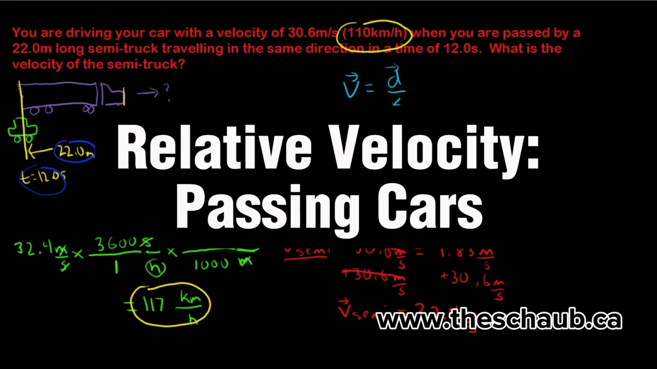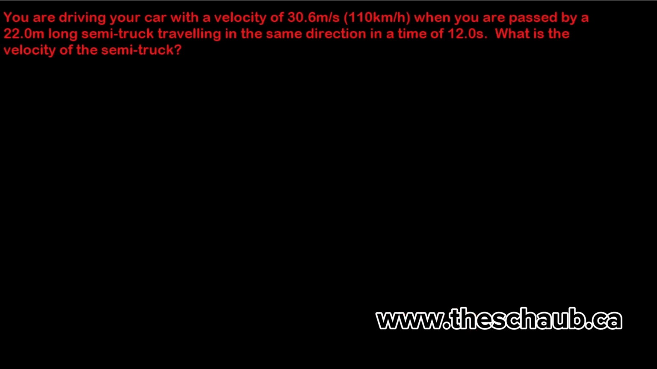Welcome to the video on relative velocity. In this video, we're going to look at scenarios of cars passing each other, where we find the unknown velocity of one vehicle if we know the velocity of the other. In this video, we're going to be looking at two different scenarios.